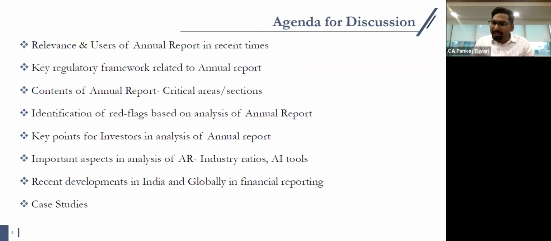Then we will discuss some case studies we have picked up, where we will show you what the key information presented in the annual report is, and what the relevance of that information is from a company perspective. And then we will discuss some of the AI tools made available by the institute, which can be used by a practitioner or an investor in their regular course of analysis. These are very helpful tools available to all chartered accountants free of cost, and I will show you how you can use that information in the public domain.